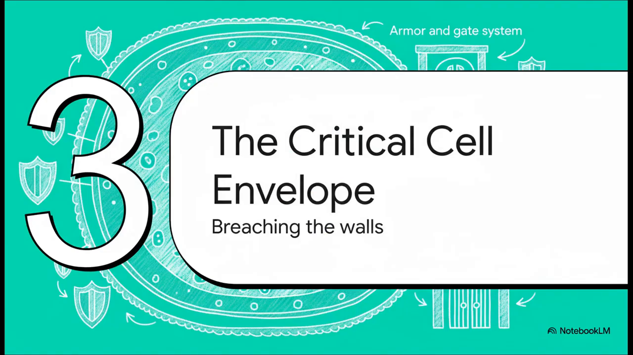Okay, so we've seen the external gadgets. Now it's time to go deeper. We're about to breach the cell envelope. This is the really critical part. It's the cell's armor, its walls and its gates all rolled into one. This is what separates the chaos of the outside world from the order inside.